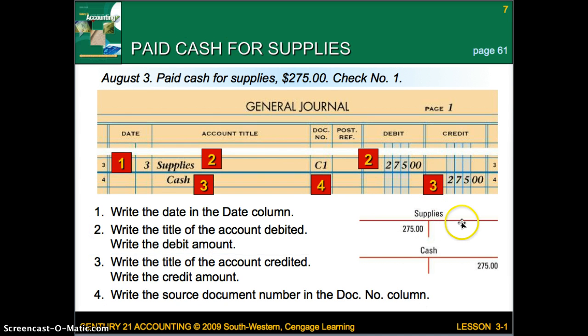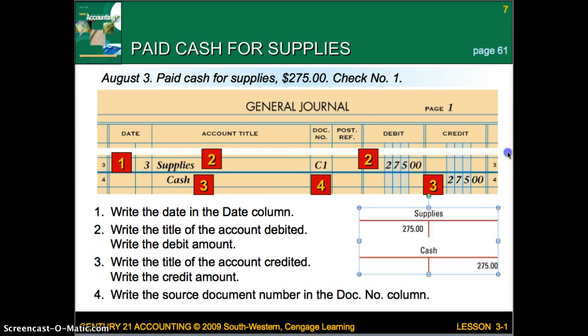So next, paid cash for supplies. Again, ask yourself those 4 questions if you need to. What two accounts? Supplies and cash, they're asset accounts. My cash side would go down because I'm paying cash. My supplies account would increase, so you'd have a supplies debit and a cash credit. So on August 3rd, now if you've already written August at the top, you only write the month on the first line of the journal page. Then you just go ahead and write the day. So on the 3rd, we paid cash. Our supplies are debited, so that's going to go first. Supplies, $275 debit, cash, $275 credit, and they told us that check number 1 was why we know that we paid cash for supplies. So C1 goes in the document number.